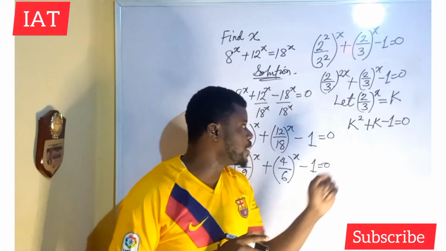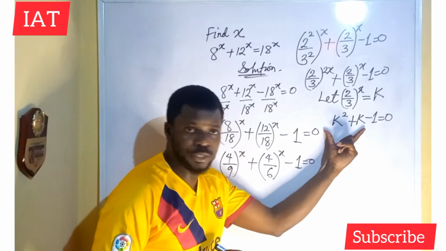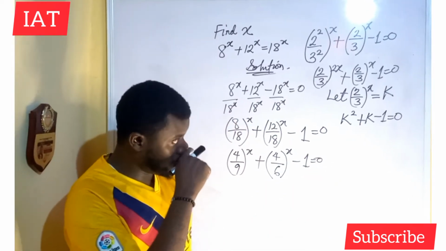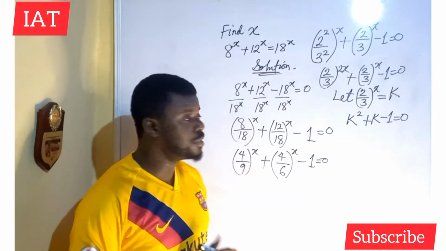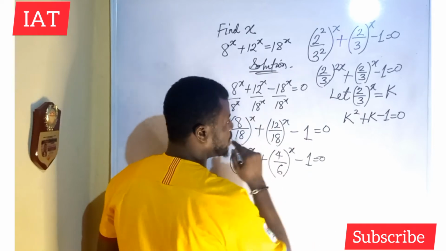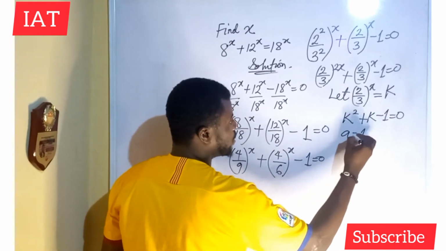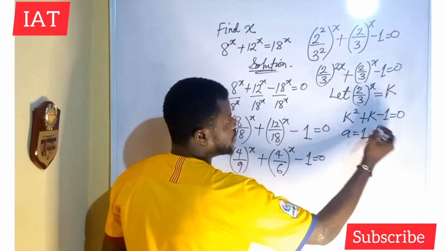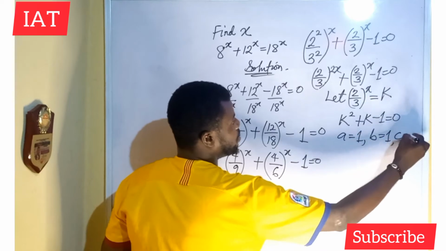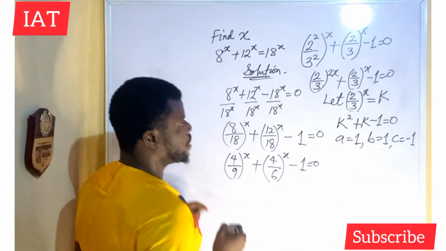And this quadratic equation, we can't factorize this. It doesn't seem factorizable. So at that point, we can apply the formula method. And if we were to apply the formula method, then the coefficient of the highest degree of k is 1. A is equal to 1. Our B is equal to 1. And our C is minus 1. So let's put that into the equation.